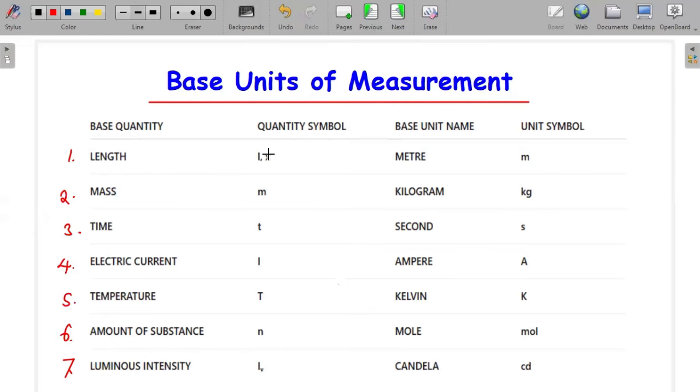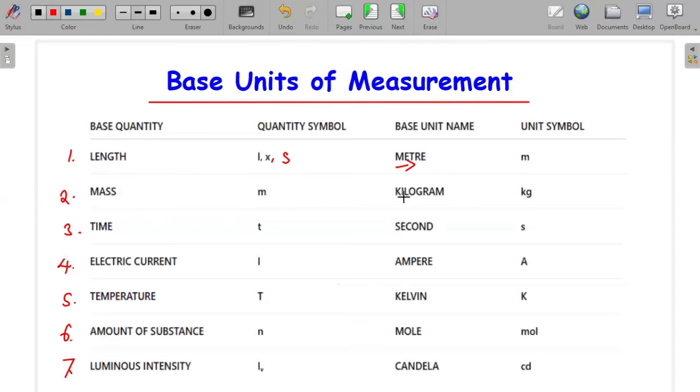The first base unit that we have is what we call length. Length is usually represented by L, or it can be X. When you go to physics, this length is also represented by S. So L, X, or S is going to be representing length. This length is measured in meters, and the symbol for the meter is a small letter m. That's the first base unit that we have. And then we go to mass. Its symbol is just a small letter m. It will mean you are talking about mass.